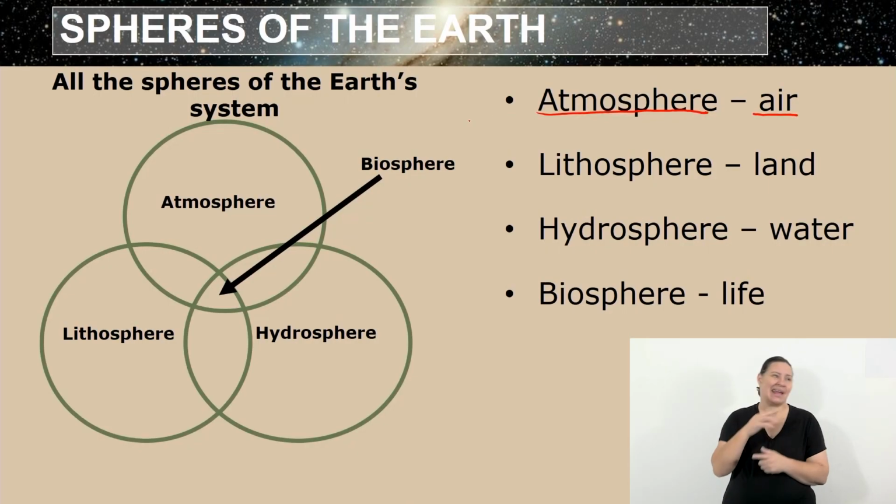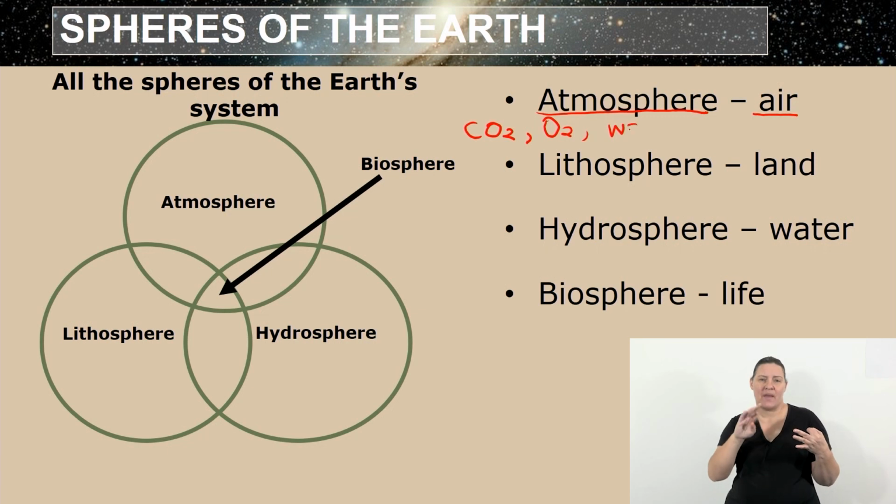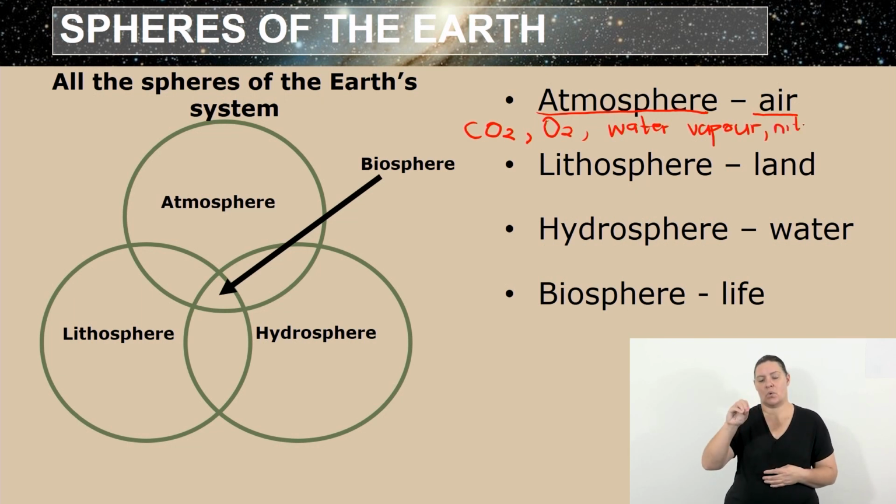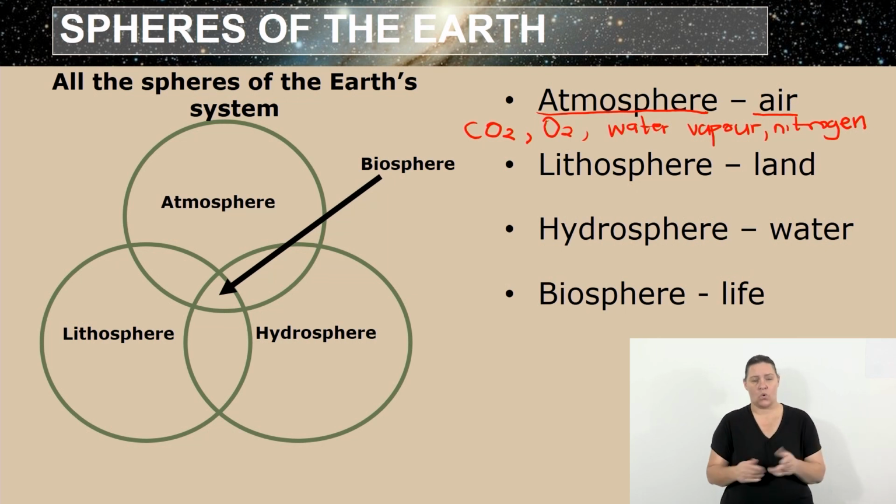Here we find gases such as carbon dioxide. We also get oxygen. We get water vapor. Okay, water vapor. And then we also get nitrogen. Okay, so these are some of the gases that you find in the atmosphere. Then we move on to the second sphere, which is our lithosphere.